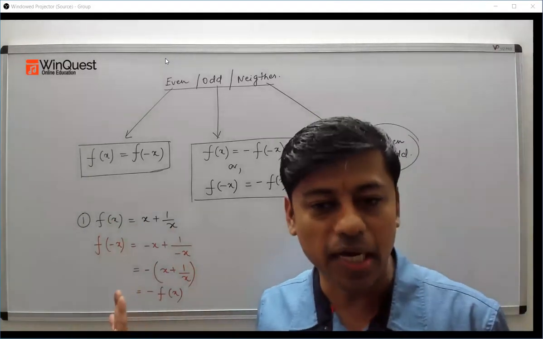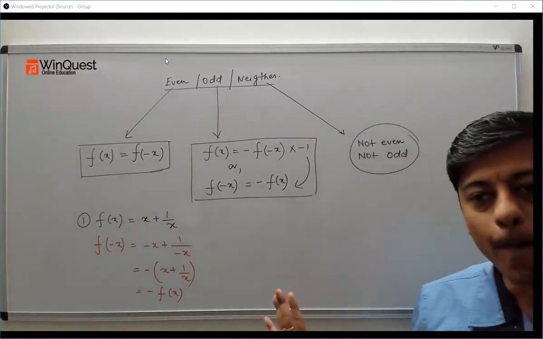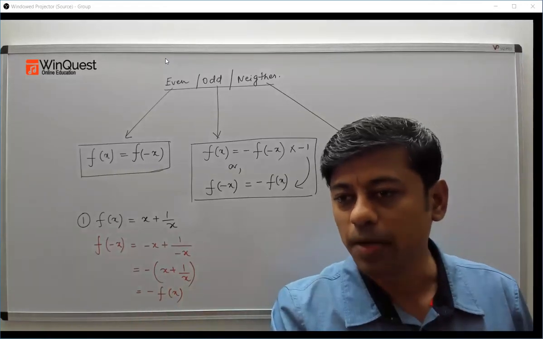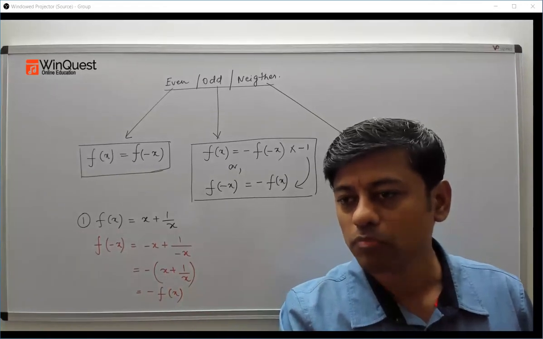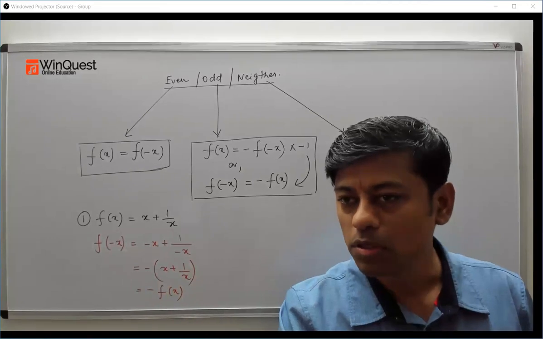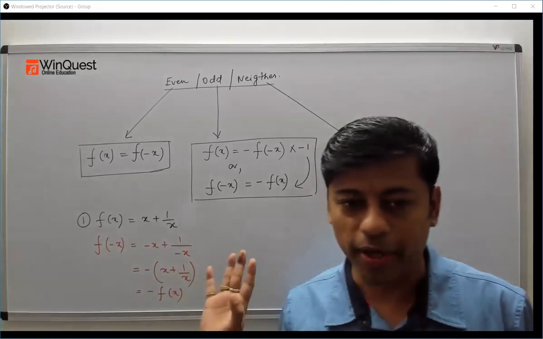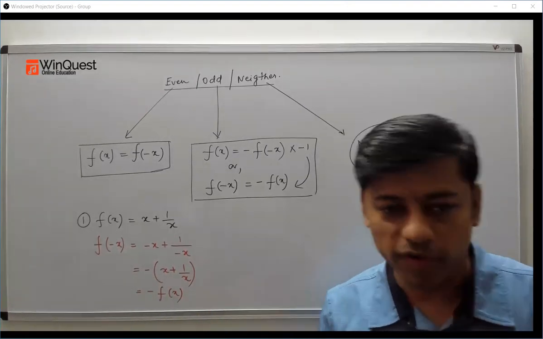How many of you are clear now? I'm clear. Anybody who needs? Yes. Sampath, Krishna, I'm clear. Neeta, I'm clear. Okay. So this is an odd function.